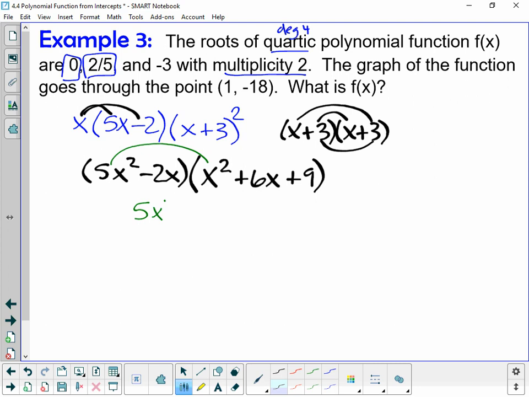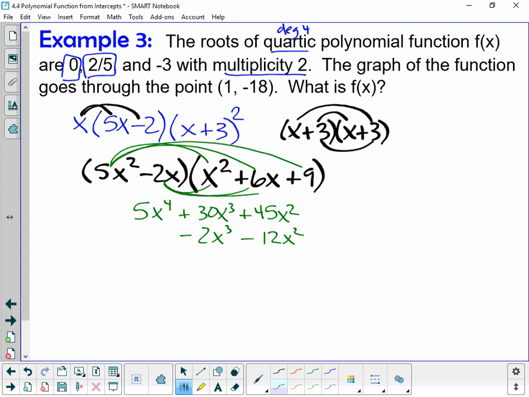That's a 5x to the 4th power, a 30x to the 3rd power, 45x squared. And we have a negative 2x to the 3rd power, a negative 12x squared, and then finally a negative 18x. So if we combine all of our terms that are alike, that would be a 33x squared minus 18x.